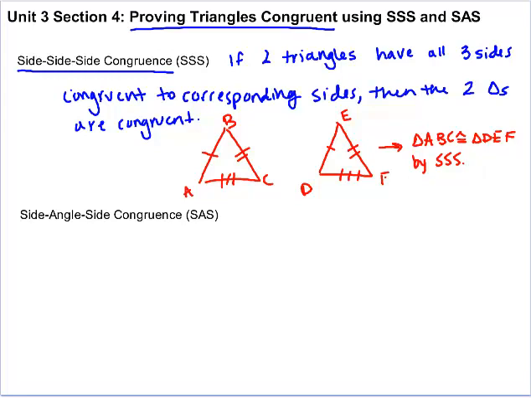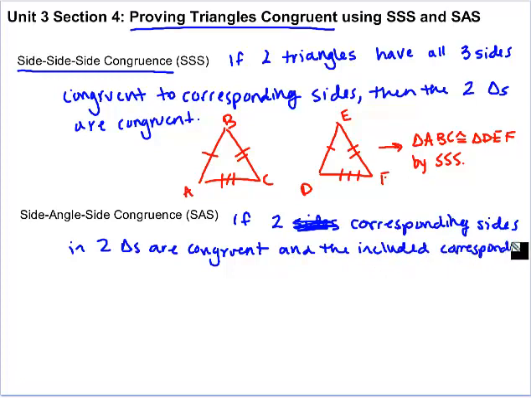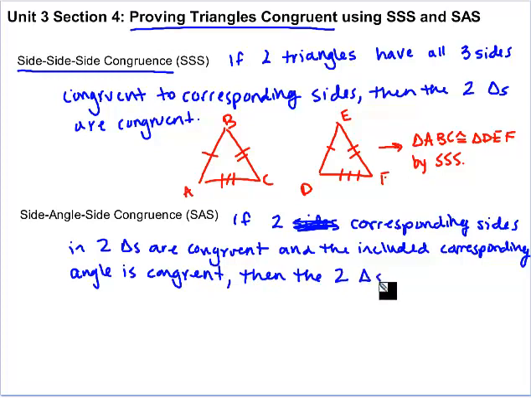Okay. Side, angle, side is if two corresponding sides of two triangles are congruent, and the included corresponding angle is congruent, then the two triangles are congruent.